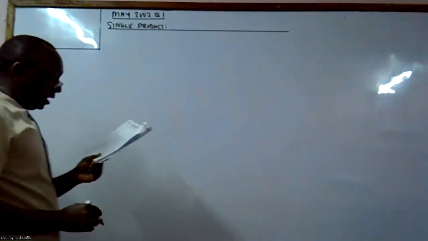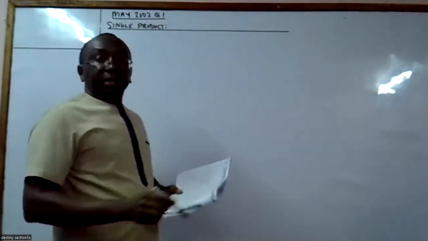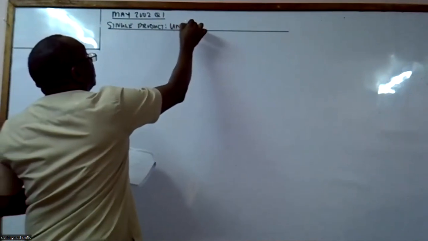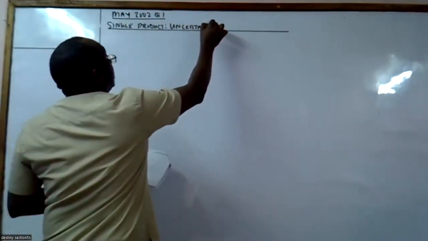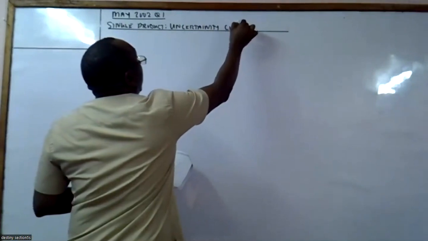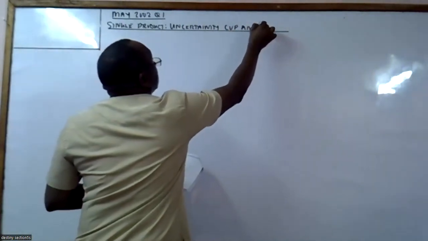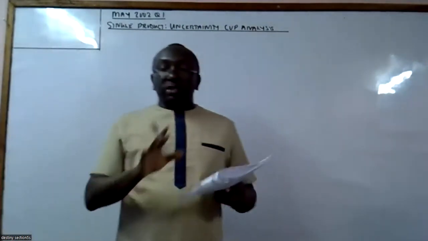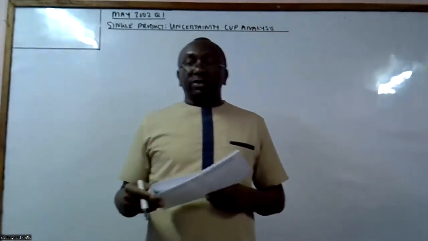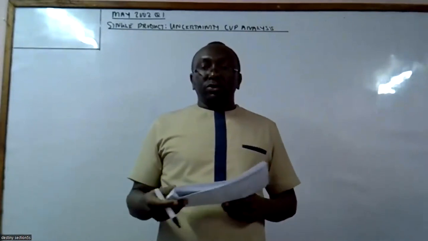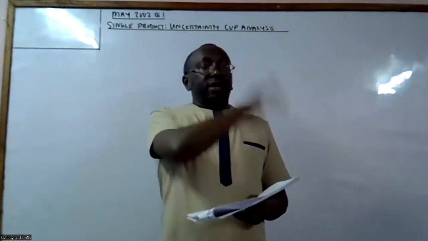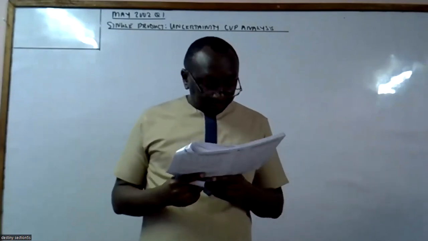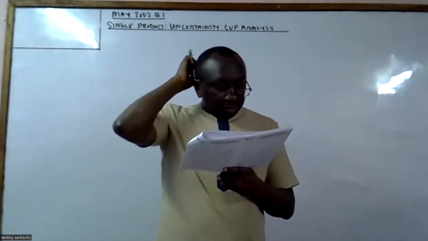And when you see probability, it is a case of uncertain conditions, or uncertainty CVP analysis. When you identify which of the four categories that we have mentioned the question belongs in, that will help you to gather the formulas.